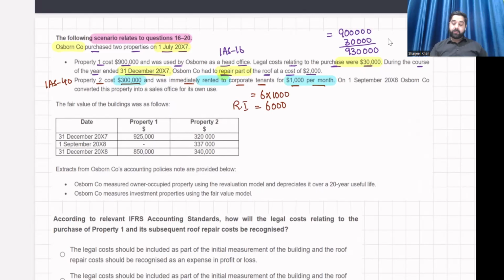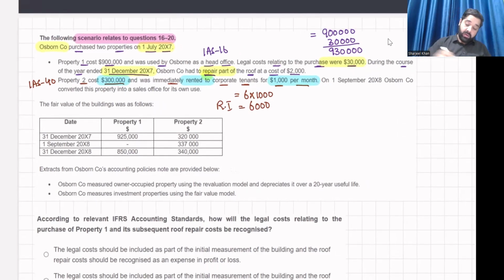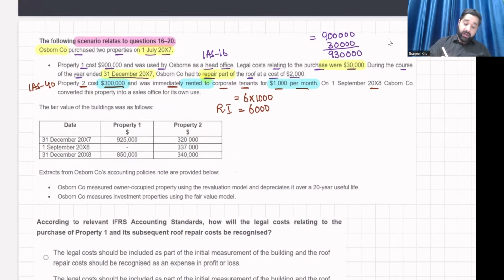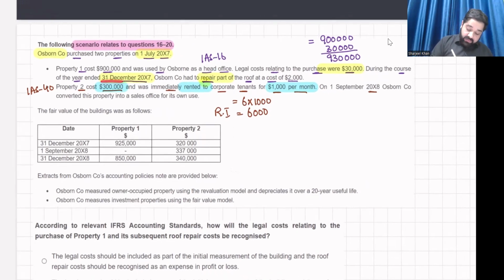Clear? Now, on 1st September 20x8. Now the examiner is talking about the next year. The current year end is 31st December 20x7, already given to you by the examiner. So I calculated this rental income for the year ended 31st December 20x7.